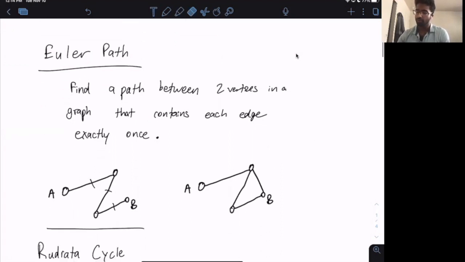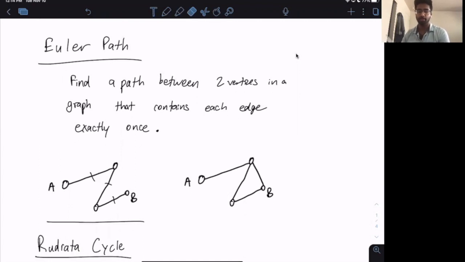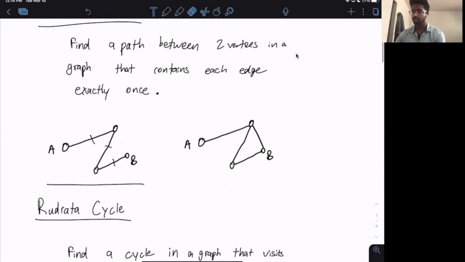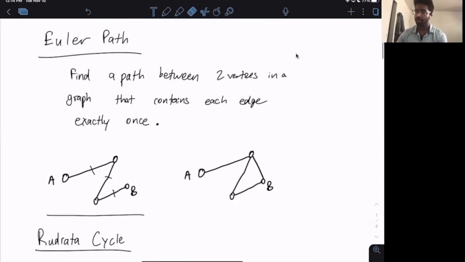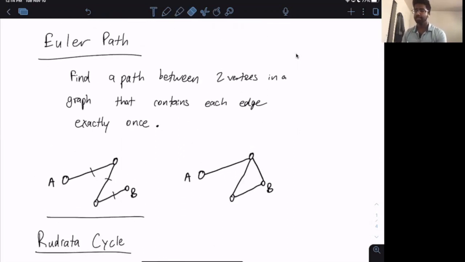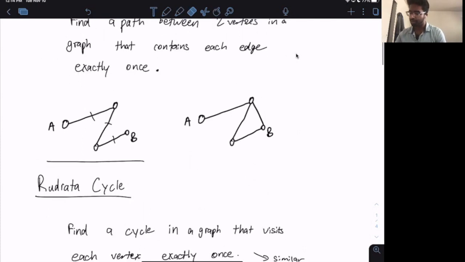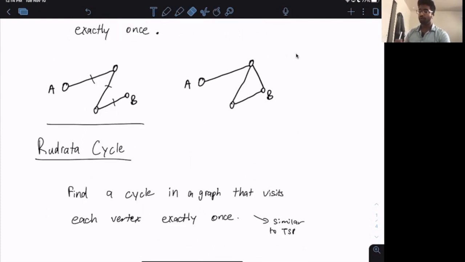Last week, if you remember from the mini lecture video, we covered what Euler paths are as well as Hamiltonian cycles. Just a quick recap. The Euler path problem is we want to find a path between two vertices in a graph that contains each edge exactly once. And the Hamiltonian cycle problem was we want to find a cycle in a graph that visits each vertex exactly once.